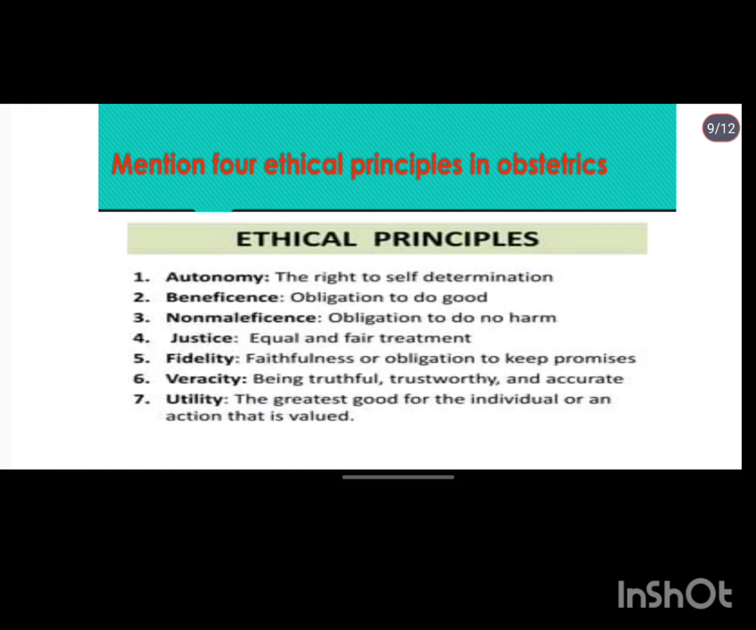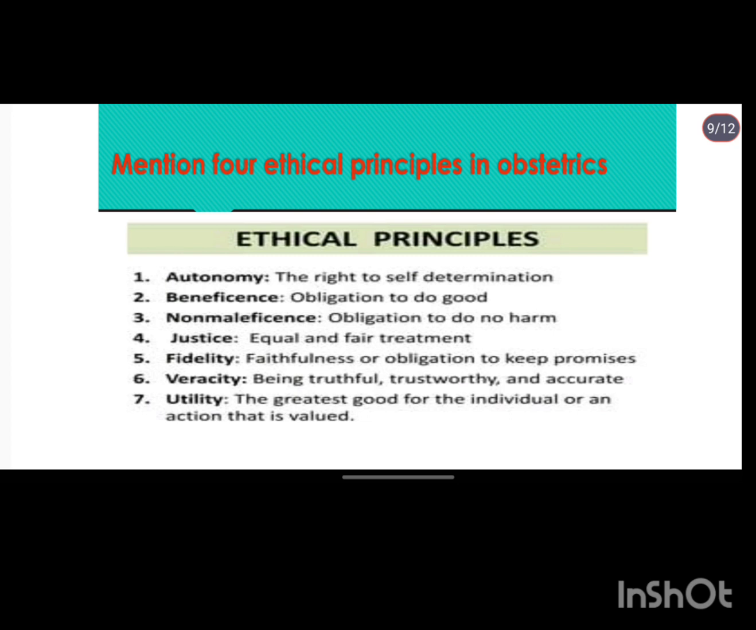Next question is mention 4 ethical principles in obstetrics. So here we are seeing certain ethical principles related to obstetrical nursing. That is, first one is autonomy. Autonomy means the right to self-determination. Beneficence means obligations to do good. Means we are trying to do certain good things for the patients. And non-maleficence means trying not to do harm. You're not going to harm anyone here.